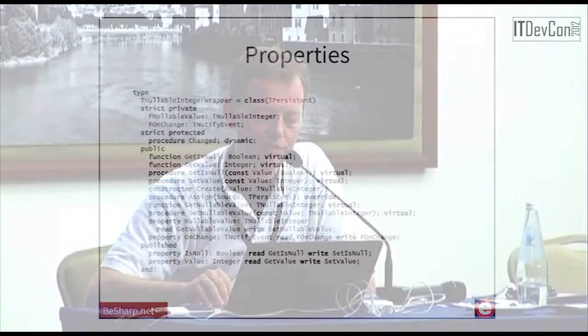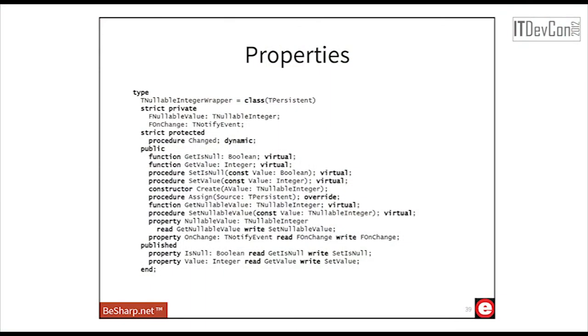And that's why it has get is null, get value, set is null, set value, but also an on change. And this is for notification between this and the user interface and the other way around. So it's much more complicated than you would think at first sight.